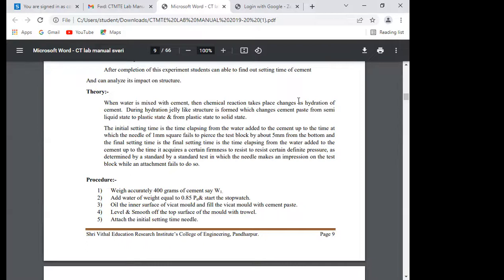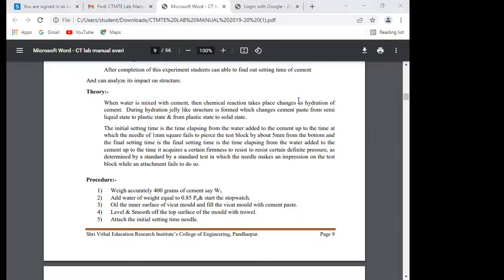Okay, so what is the initial setting time? Whenever you add water in the cement, at that phase the cement just starts to harden. That phase we are going to calculate: the time for the starting of the hardening of that particular cement paste. That is nothing but the initial setting time, and for the initial setting time we are going to use the initial setting time needle.